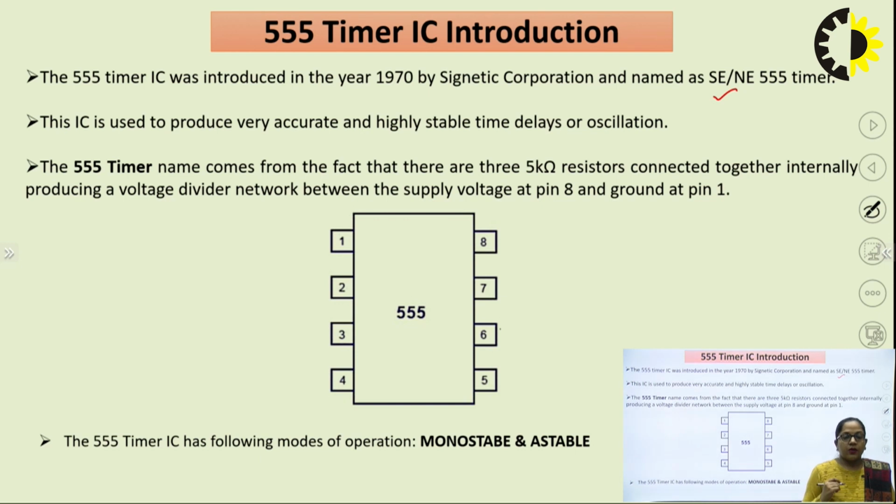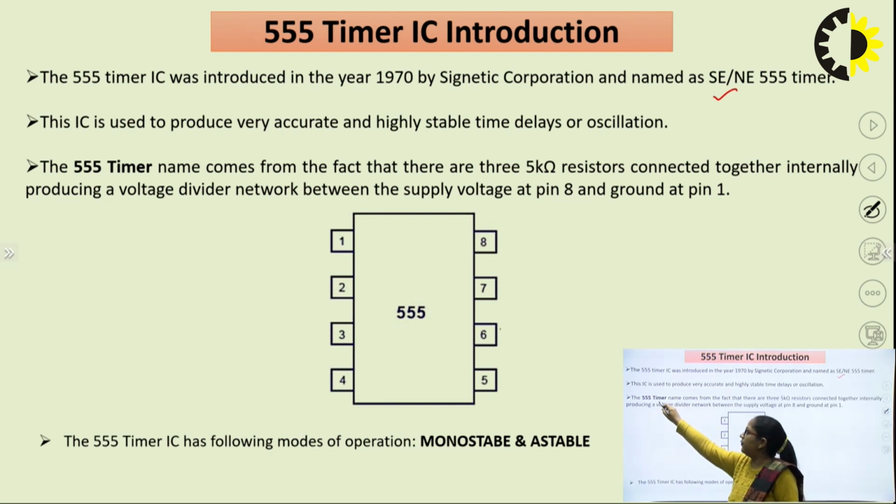What is the reason we call it the 555 timer IC? First of all, why is it called a timer IC? Because this IC is dedicatedly designed for timing based applications. With the help of this IC, we can produce very accurate and highly stable time delays or oscillations. So that is why it is called a timer IC. Why is it called 555? Because in its internal circuit diagram, we use 3 resistors of value 5 kilo ohm in series. That is why it is named 555.